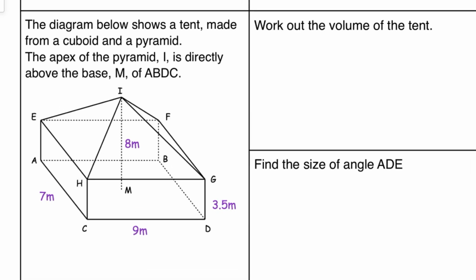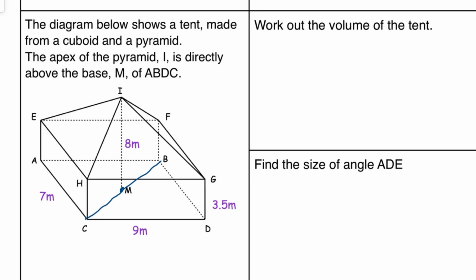Right, I thought it was a bit easy after yesterday's marathon. Let's have a go at this one. The diagram shows a tent made from a cuboid and a pyramid. The apex of the pyramid is directly above. Now you need to know that one because it means when I draw a line across the diagonal, M is exactly the middle of that line. Work out the volume of the tent.